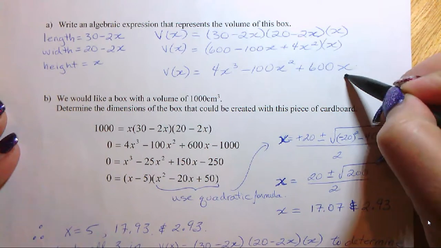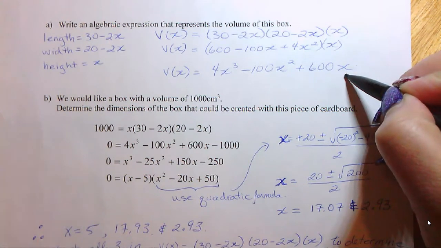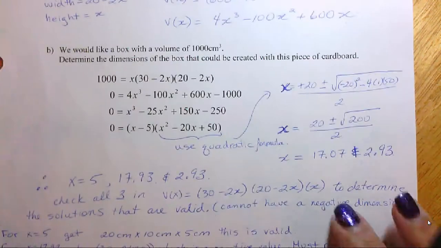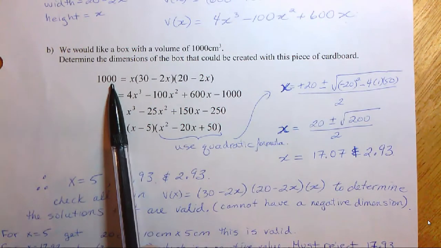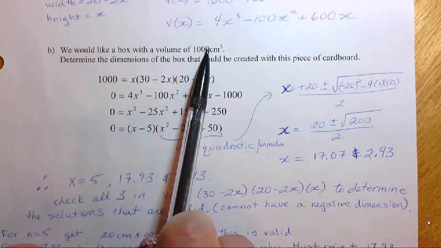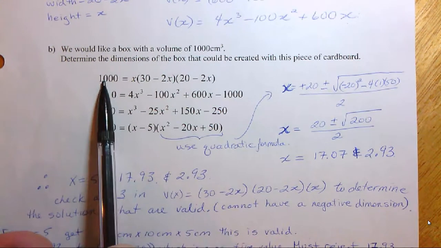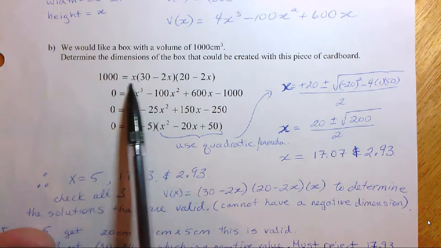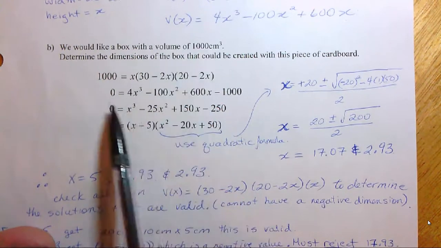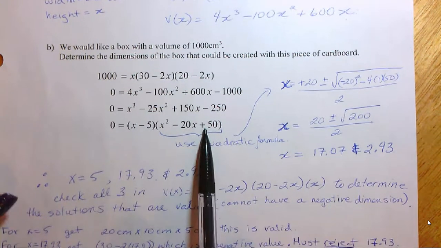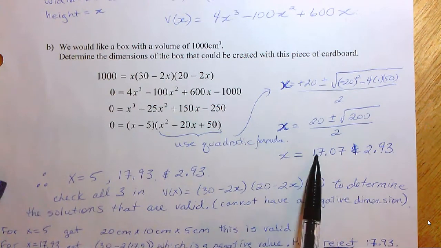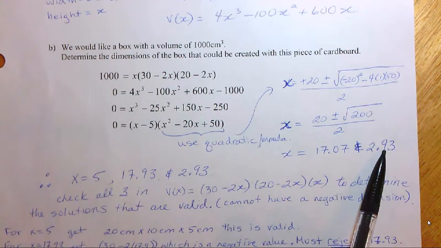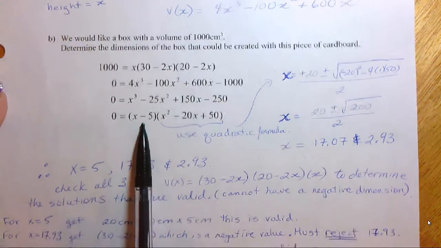The volume is going to depend on how much you cut out of the corner. All right, now here's our polynomial. We want a box of 1,000 cubic centimeters, so we set it equal to our polynomial here. Solve for x, same idea. We're going to use the quadratic formula for this part, and we end up getting these two values for x here, and we also get a value of x equals 5.